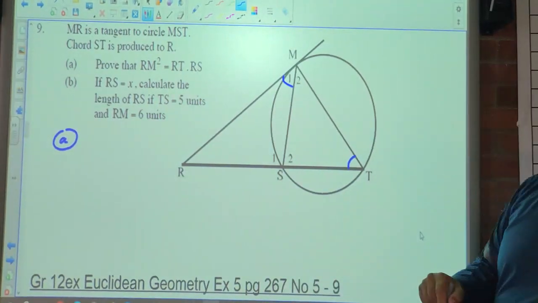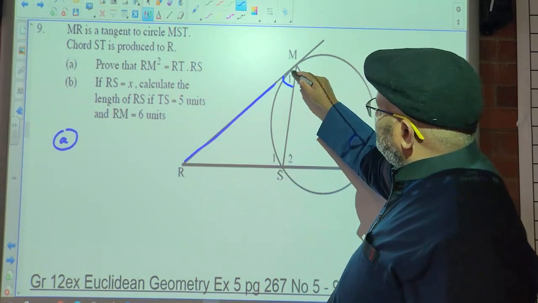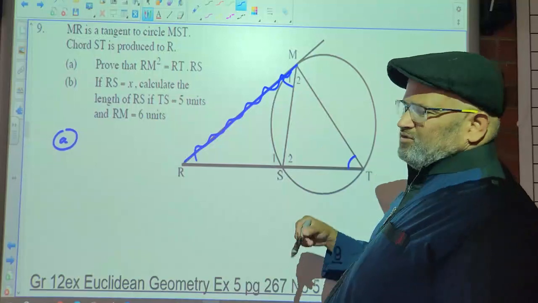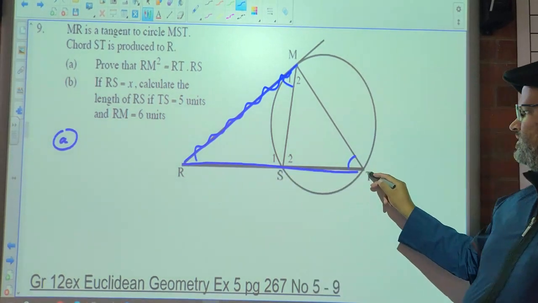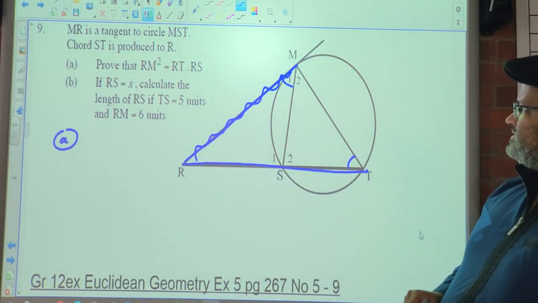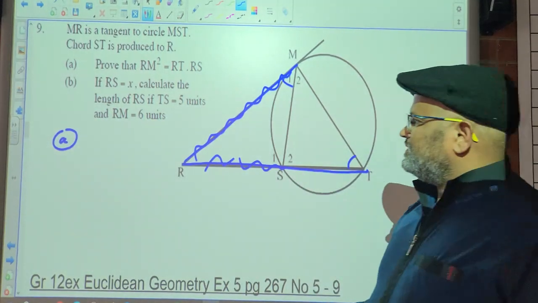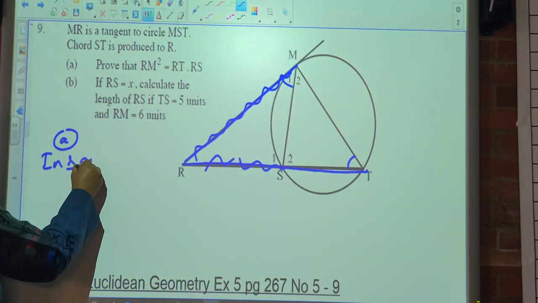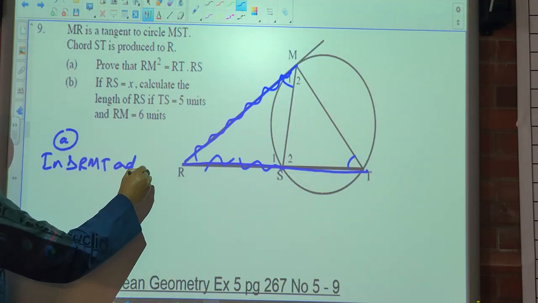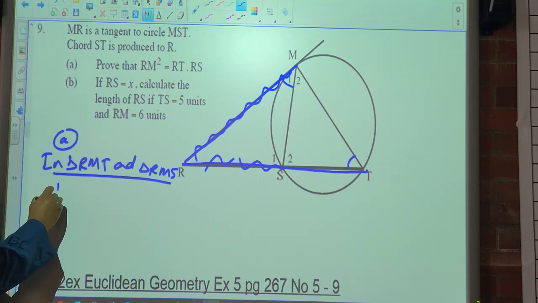RM squared. So what does that mean? Use it twice. RM squared, so it will be that, and I try to distinguish between the two triangles like that. RT, so this one here, and RS, which is this one here. You see the two triangles are working. So let's go with that quickly. In triangle RMT and triangle RMS. So what can I say?